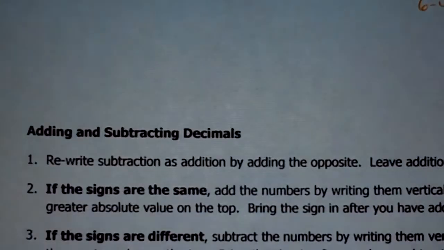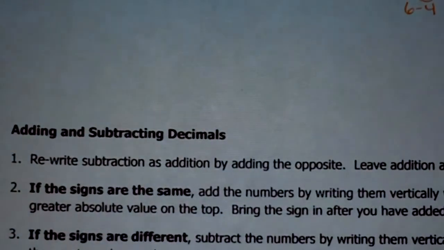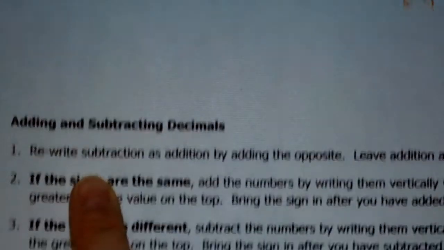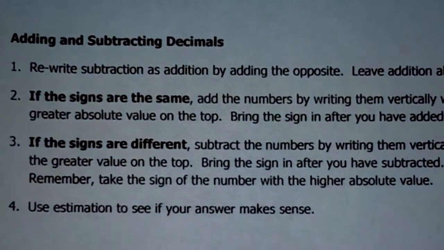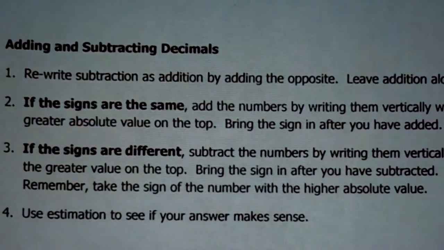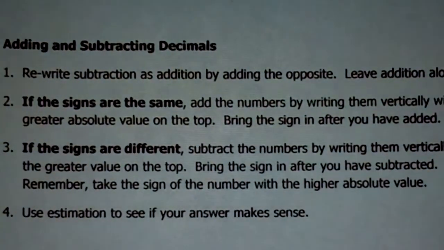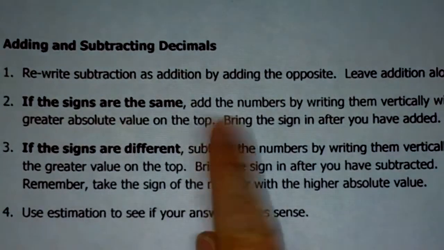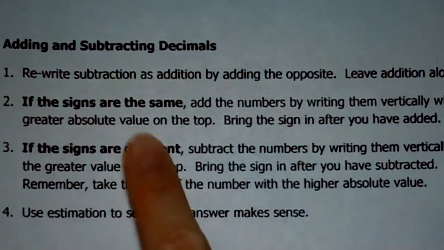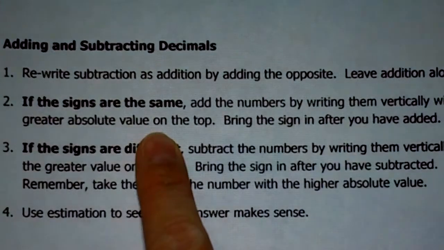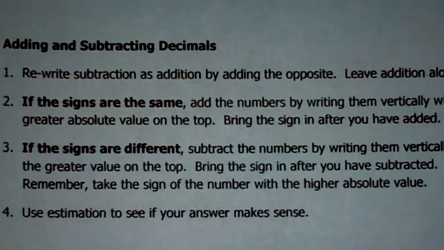So your job is to add and subtract decimals containing negative decimals. The very first thing that you should do, just like before, is you should rewrite subtraction as addition by adding the opposite. So we're still going to keep change. Leave addition alone. You don't have to change addition. You learned maybe the saying, if it ain't broke, don't fix it. Addition problems are not broken. Leave them alone. If the signs are the same, you're going to add the numbers by writing them vertically with the greater absolute value on top, and then bring the sign in after you've already added.